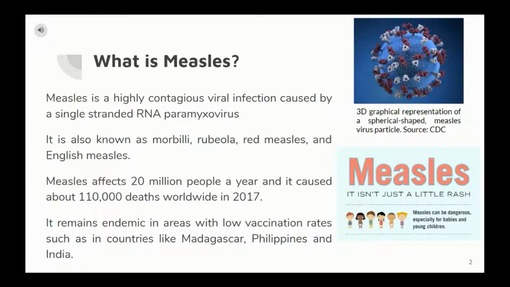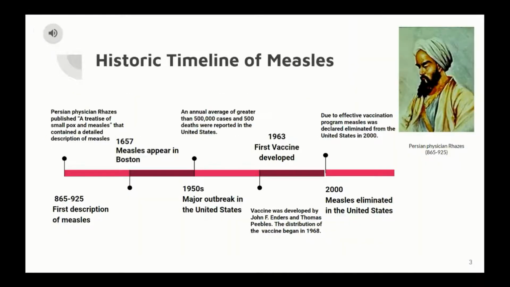Measles is a serious disease and it affects around 20 million people a year. Additionally, it caused 110,000 deaths worldwide in 2017. It is endemic in areas with low vaccination rates, countries such as Madagascar, Philippines, and India, but also has re-emerged in developed countries such as the United States.